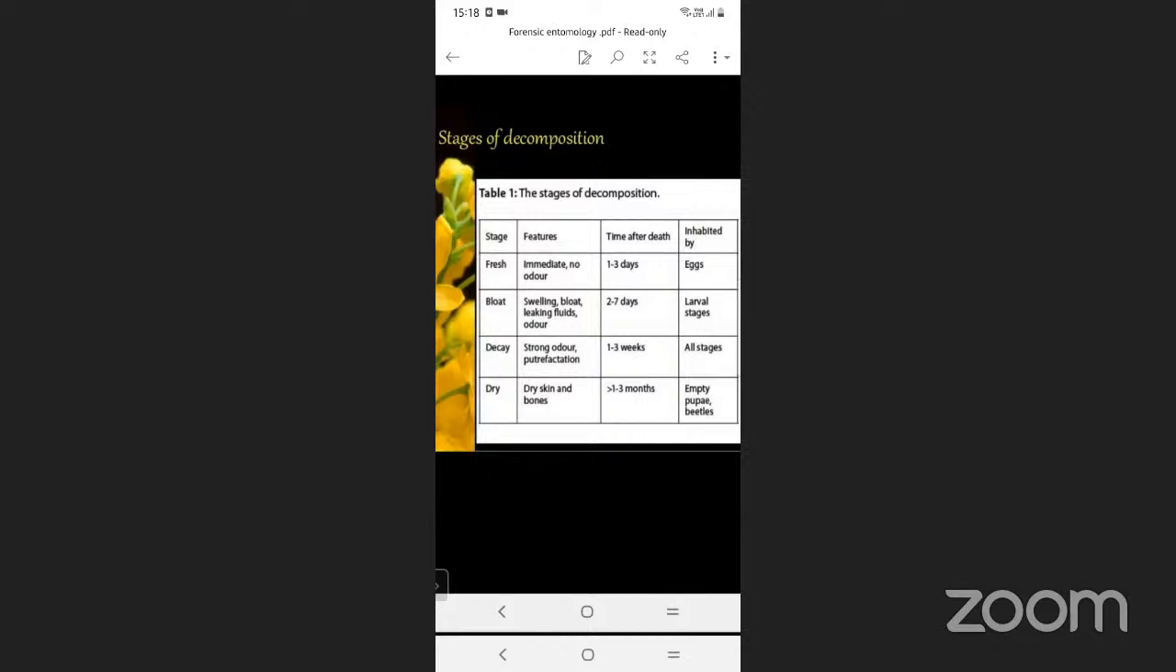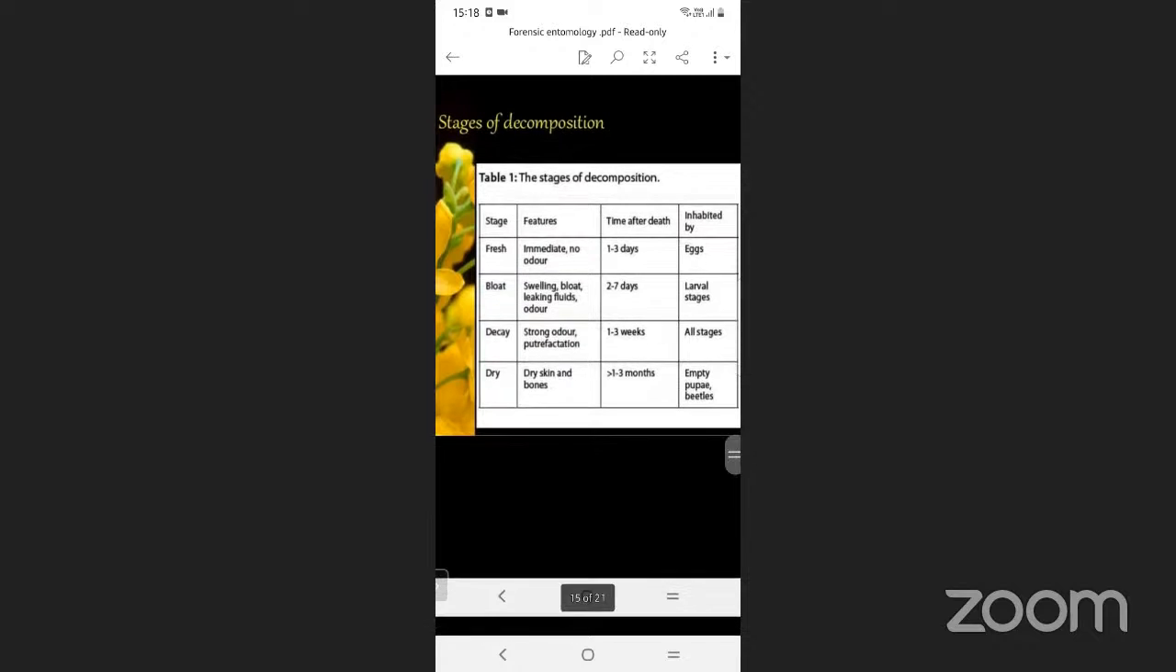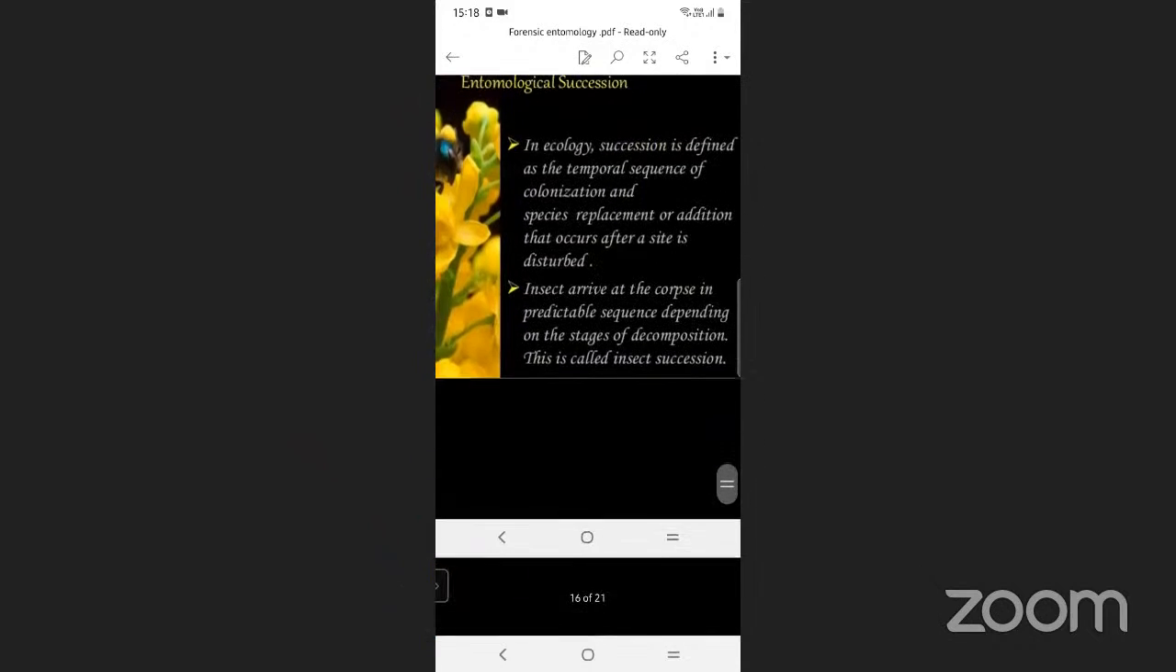If it is in decay condition, with strong odor, putrefaction, then we can estimate 1 to 3 weeks, and all stages of insects are available on that body. And dry means dry skin and bones are available, meaning it may have happened 1 to 3 months before, and we will find no pupae and no beetles on the body either. So these are the stages of decomposition, how we get the clue for the entomology team.